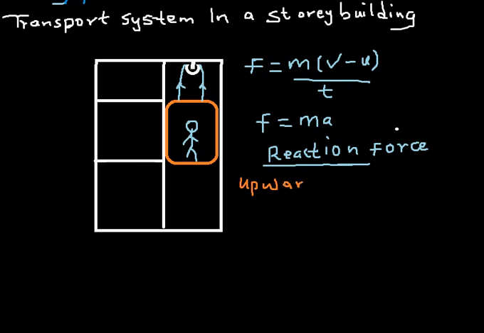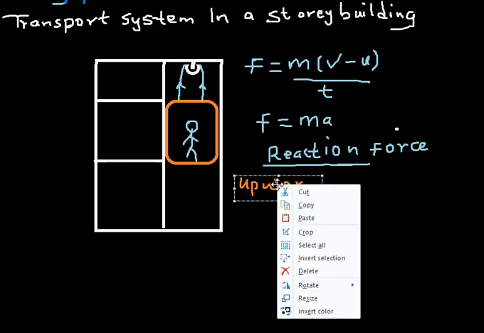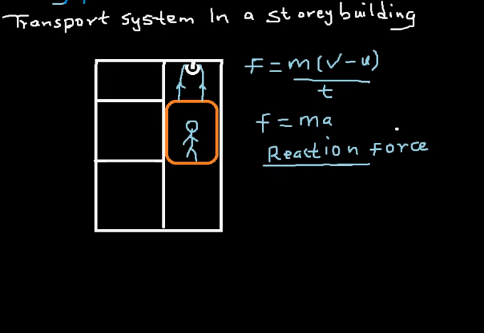First of all, let's start by looking at the scenario where the elevator is at rest or is moving with a constant velocity. At that point, the reaction force on that elevator is equal to 0, and that is why the elevator is at rest. So this is case number one.